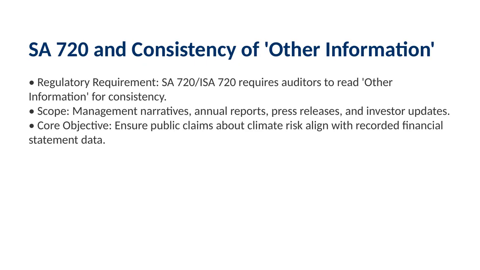Finally, don't forget the other information. Under SA 720 and ISA 720, you are required to read other public communications like management narratives in the annual report, press releases, or investor updates to ensure they are consistent with the information disclosed in the audited financial statements. This ensures there are no contradictory claims being made about the company's climate risks to the public versus what is recorded in the books.